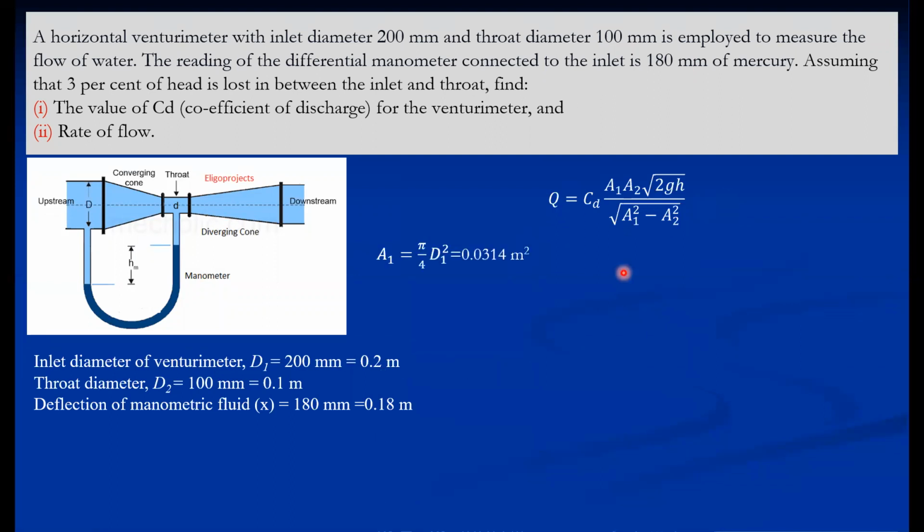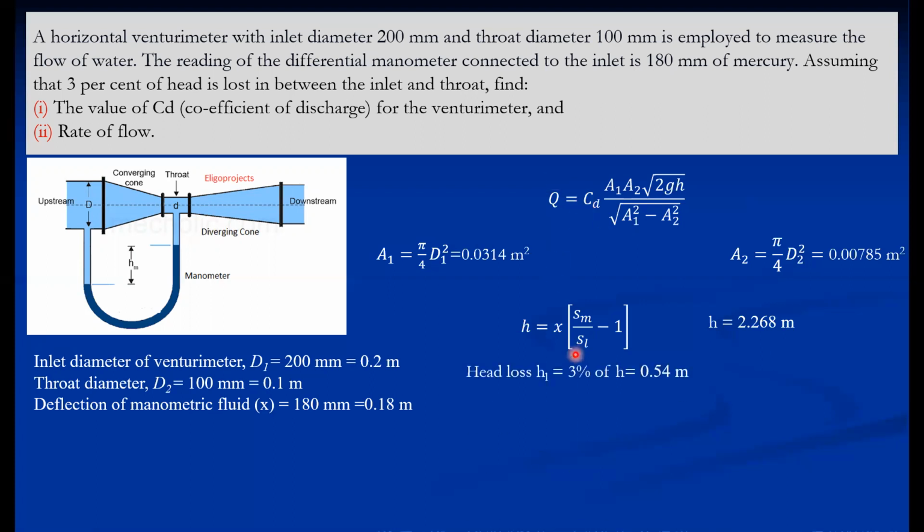So first of all, we'll calculate the areas A1, A2. Then H value we calculate by using the expression of U-tube differential manometer in terms of X, because X is given. H is equal to X into bracket Sm by Sl minus 1. Sm is the specific gravity of manometric fluid, which is mercury, 13.6. This is water, 1. So X is 180 mm, and H we can calculate, that is 2.268 meter. Then we have to calculate CD as well.